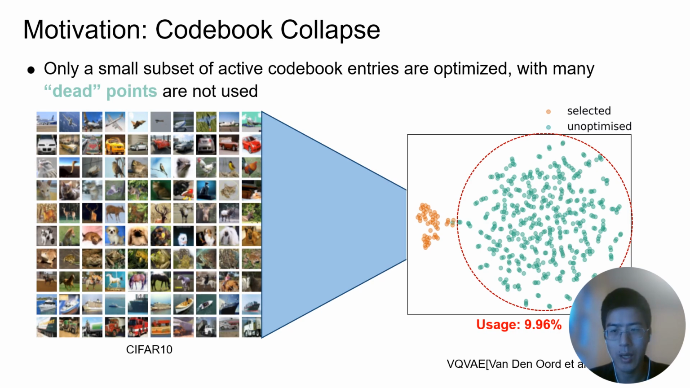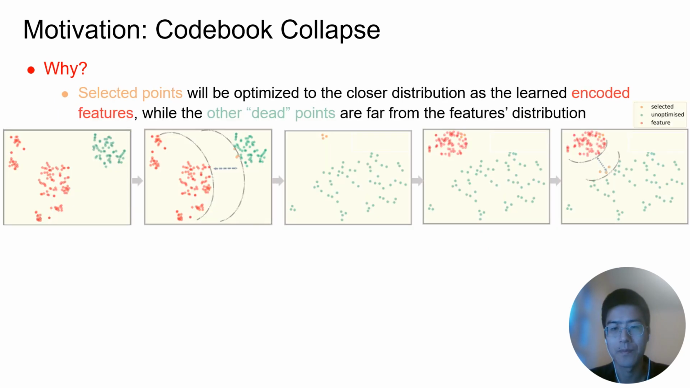However, the codebook has the collapse issue. That means only a small subset of code vectors are used for the representation, while a large number of them simply die off and are never updated or used. This is the real case for the VQVAE trained on the CIFAR10 dataset. More than 10% of code vectors are dead points, like the green points.